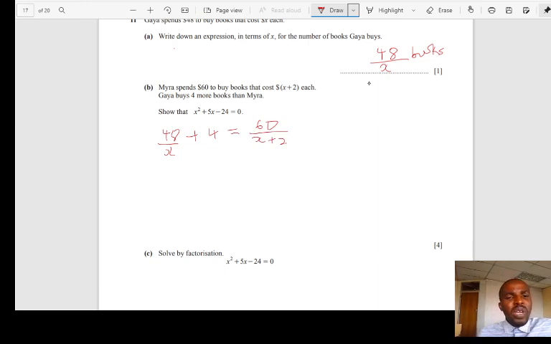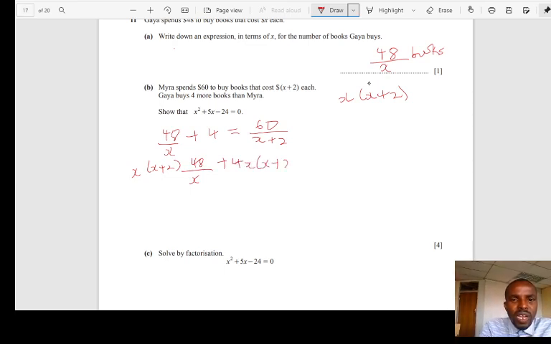Now we have to get rid of the denominators. We find the common denominator is x times x plus 2. So you multiply everything by x times x plus 2. So x times x plus 2 times 48 over x equals x times x plus 2 times 60 over x plus 2 plus 4 times x times x plus 2. The reason we're doing this is to get rid of the denominators.